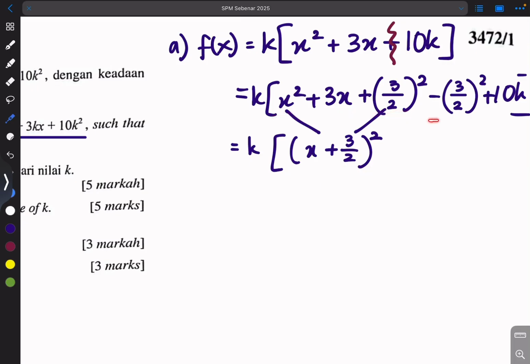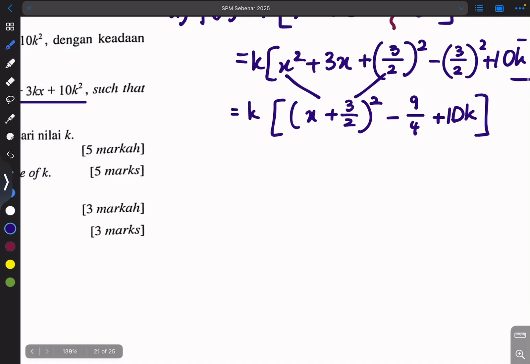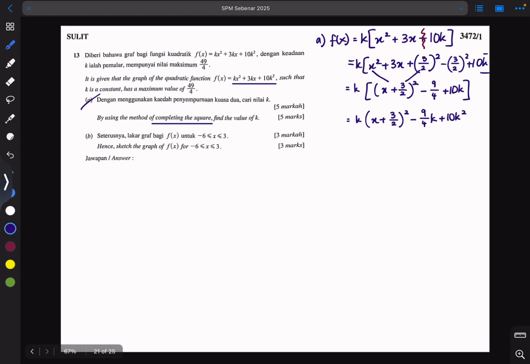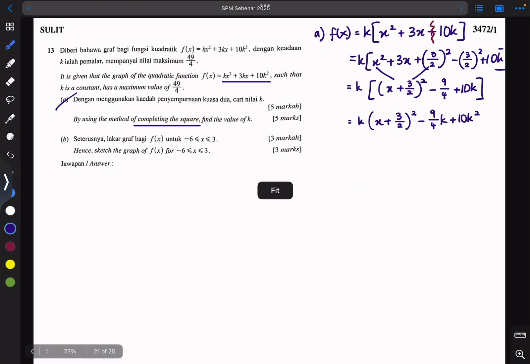Then this whole thing you can simplify. So 3 square is 9, 2 square is 4, plus 10k. Then we can expand the k in, so we multiply the k with these two. We'll get k times (x plus 3 over 2) square minus 9 over 4 k plus 10k square. This will be our completing the square form.